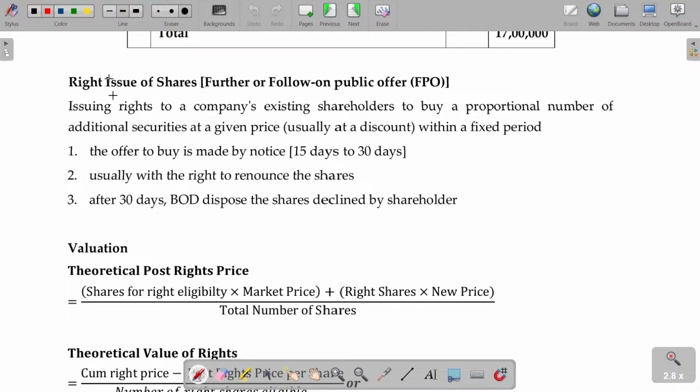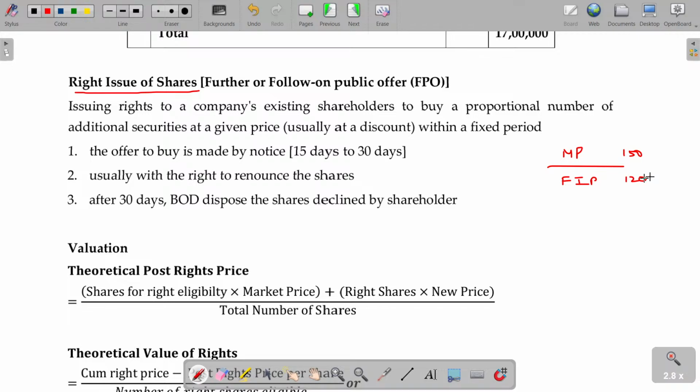We'll now deal with right issue of shares or further issue or follow-on public offer. If the company issues shares subsequently, already the shares are traded in the market. If a further issue is given, the market price may be 150. If the company wants to raise further, the new issue price may be maybe 120 or 130, much cheaper. Then there will be huge demand. The market price is 150, further issue is 120, means there is a huge demand. So automatically there will be a competition.